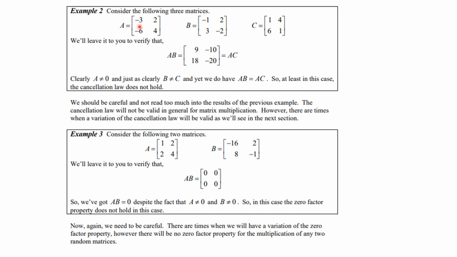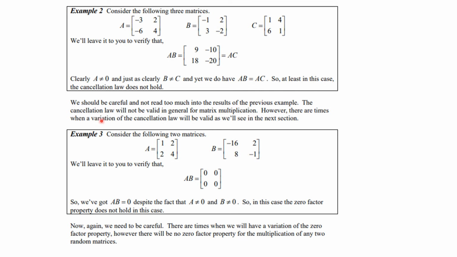So if I take A to be this 2 by 2, B to be this 2 by 2, and C to be this 2 by 2, A times B is going to be 9 minus 10, 18 minus 20. And A times C is also going to be the same matrix. So you see AB is equal to AC, but this matrix B does not equal this matrix C. So you see you can't cancel the A. So at least in this case it doesn't hold, which means it doesn't hold in general.